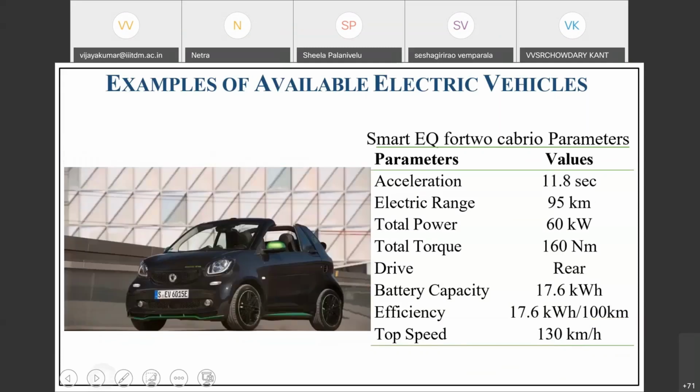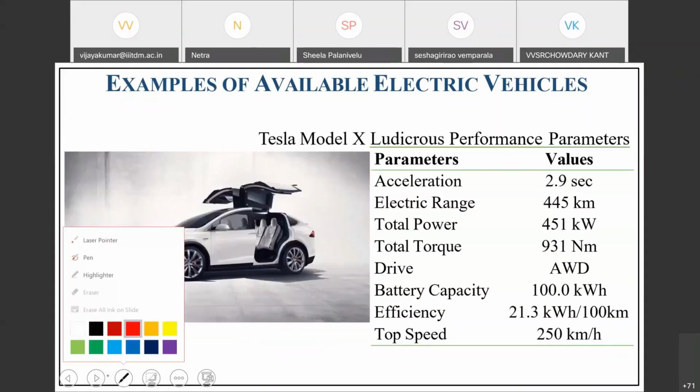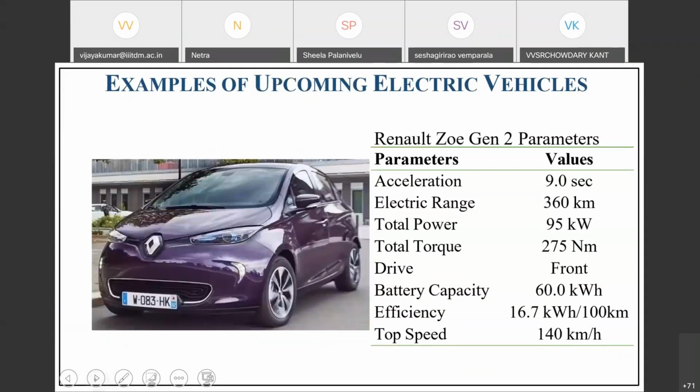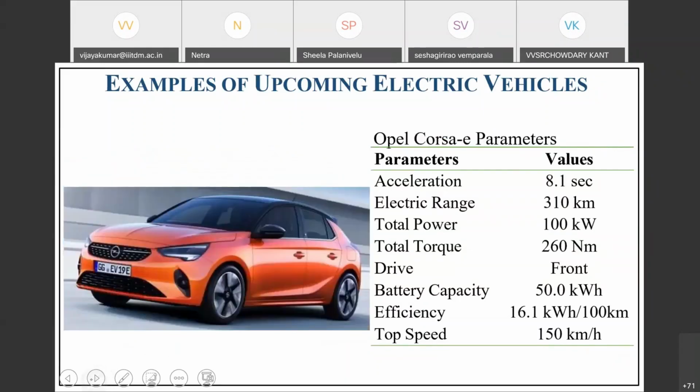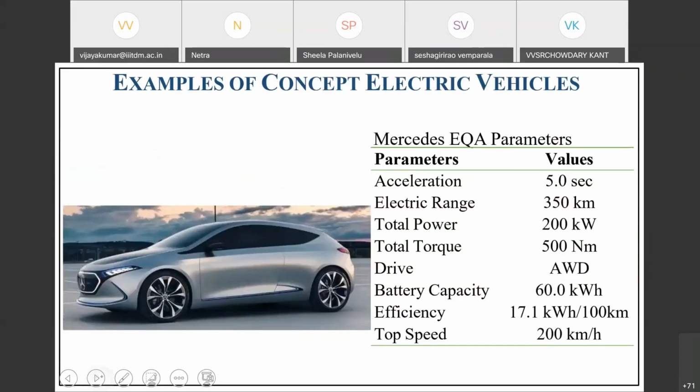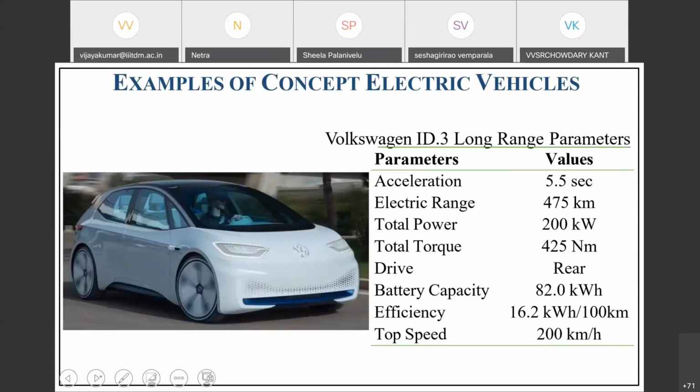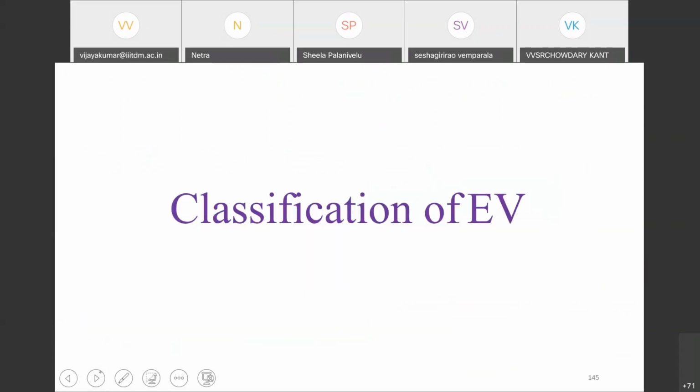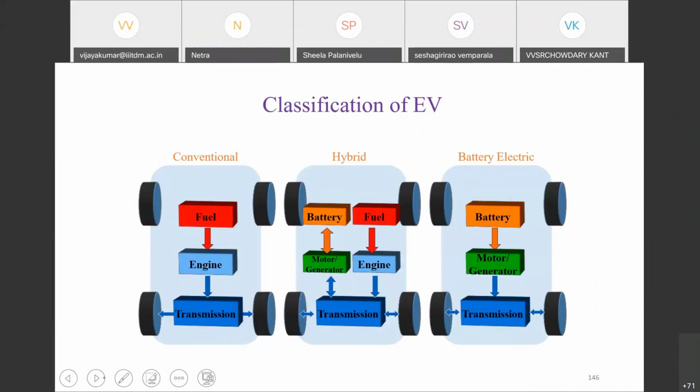Now I'll jump into electric vehicle drives. These are the different models here. Now we can make a classification of EVs. In the classification of EVs, as we already discussed, how much you are going to hybridize and how you are hybridizing your vehicles, all that matters.